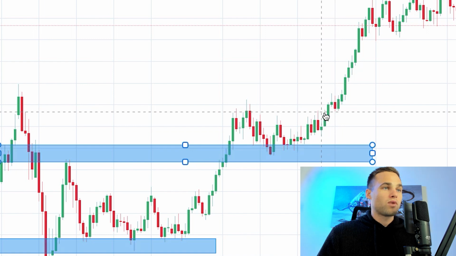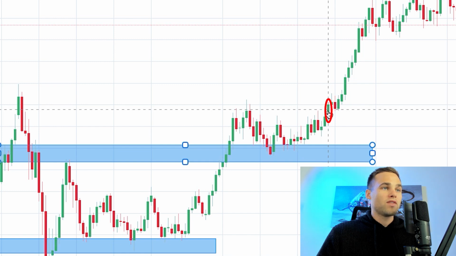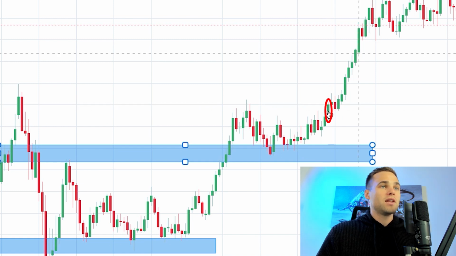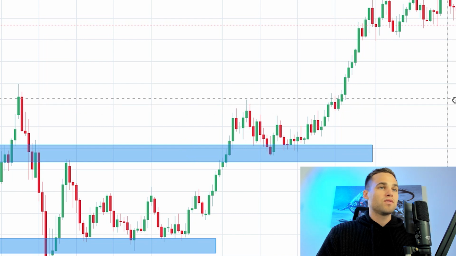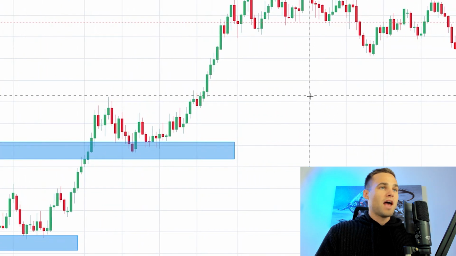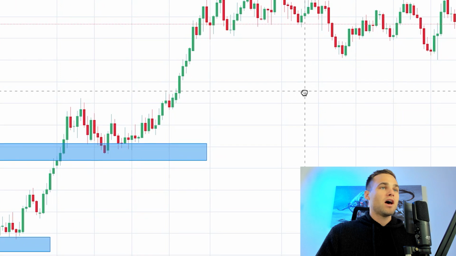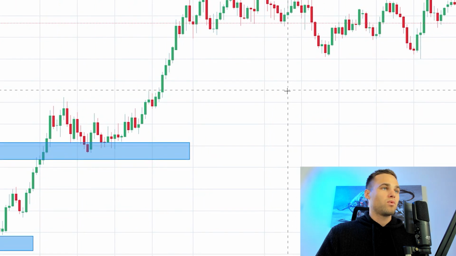Or if you wanted to break this zone right here, you see this candle right here that broke through that zone. That would also be another good spot that you could get in, and price continued on to the upside. Okay, so these are the kind of things that you're looking for as a price action trader. Okay, now what other things are we looking for? Well, let's just continue here.